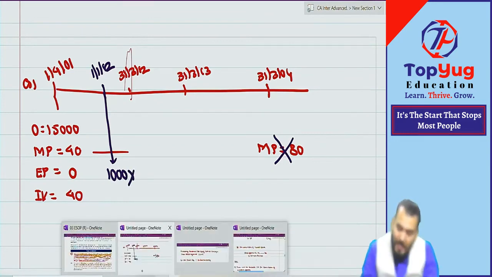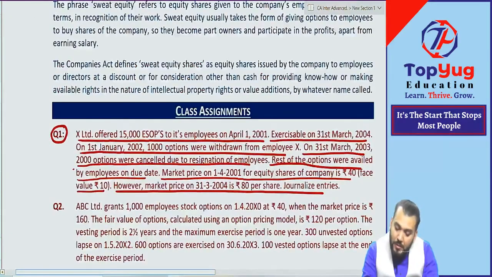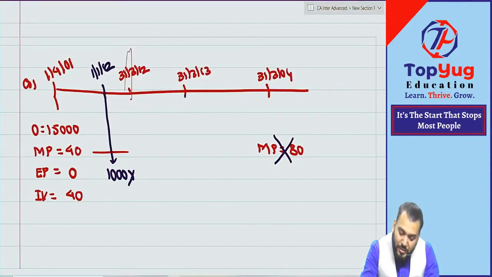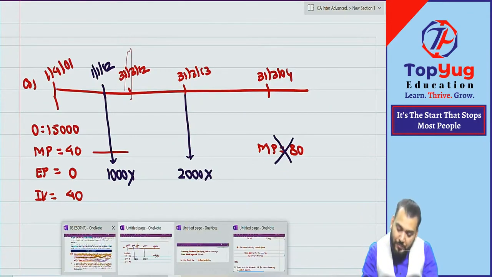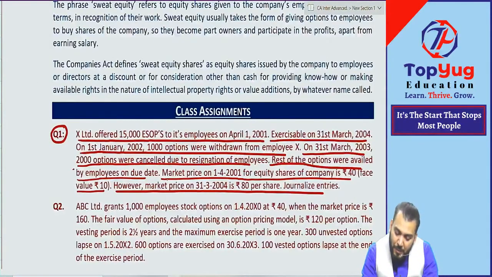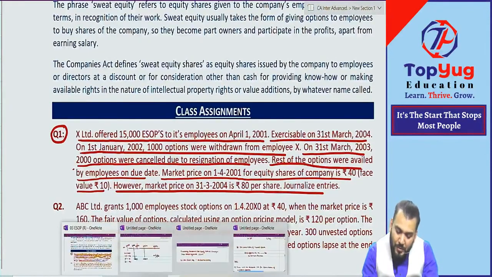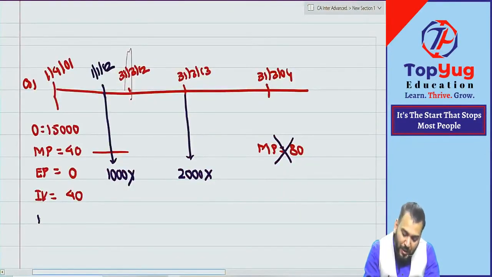Correct. Then they have given some more points. On 31st March 2003, 2000 options were cancelled. So on this date, 2000 options were cancelled. This is actual cancellation they have given. Then they have given the market price. We have done face value. They have given nominal value. Write nominal value is equal to 10.